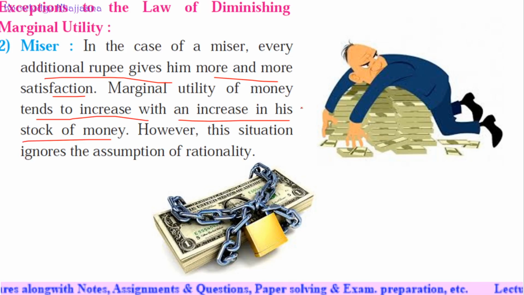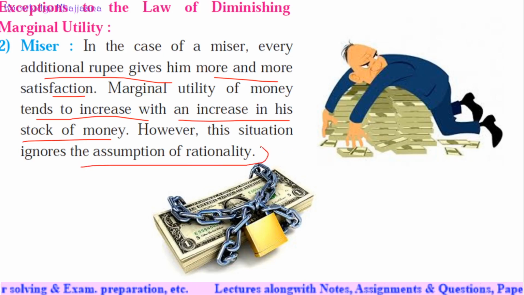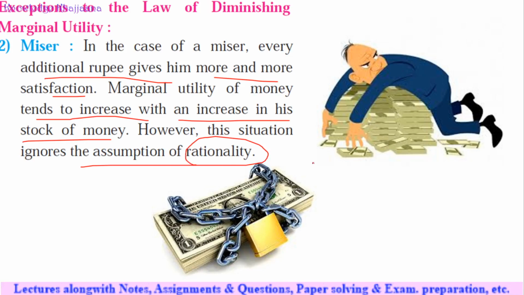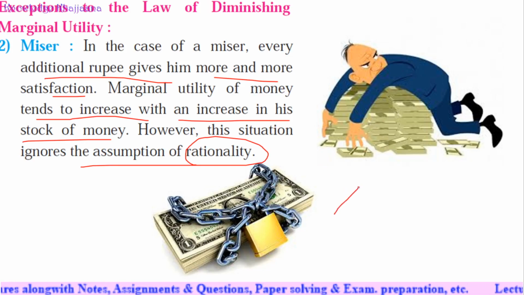The more money he earns, the more money he gets, his satisfaction or marginal utility keeps on increasing. So this situation ignores the assumption of rationality. Why? Who is called rational? The rational consumer is the normal one because he wants to satisfy all his needs. Persons who are misers, who lock away their money and don't spend it, keep on increasing the stock of money. So this kind of people violates the law of diminishing marginal utility because marginal utility doesn't become zero. They never reach the point of satiety.